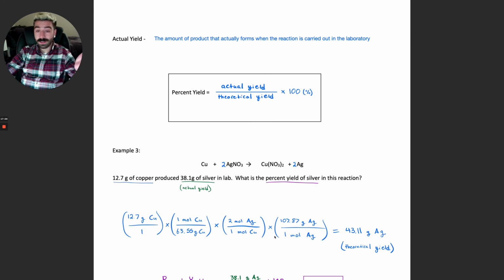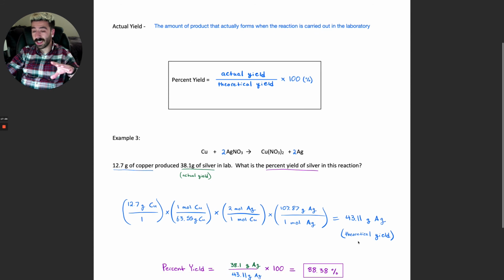And then already I'm at the last step. I just need to convert to grams of silver, so I multiply by the molar mass. There's 107.87 grams of silver in 1 mole of silver. I multiply the whole thing out, and I get 43.11 grams of silver. And I don't circle that yet because I've just calculated my theoretical yield. That is the maximum amount of product I could get from 12.7 grams of copper.